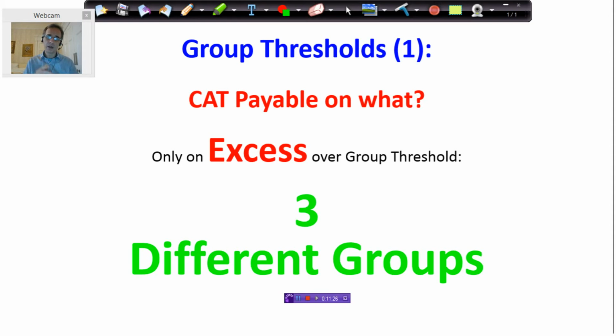Now, remember I mentioned the date, i.e. the 5th of December. That date's going to come into play in a moment, and I'll explain it when we get through the next set of slides. But essentially what I want you to remember about thresholds or group thresholds, and these are given in the tables over the next 3 slides, is that what we're essentially going to pay CAT on is really the excess over the relevant group threshold.